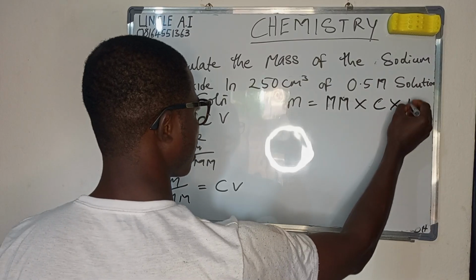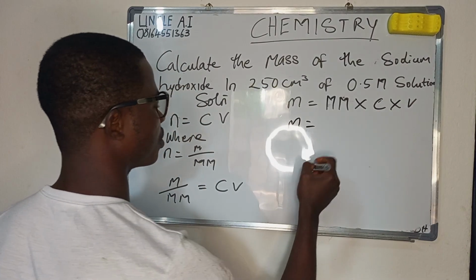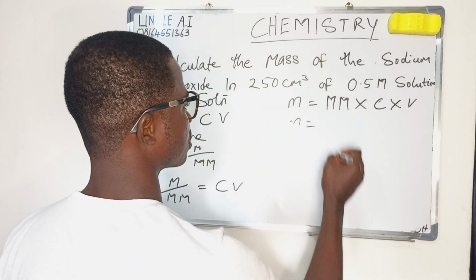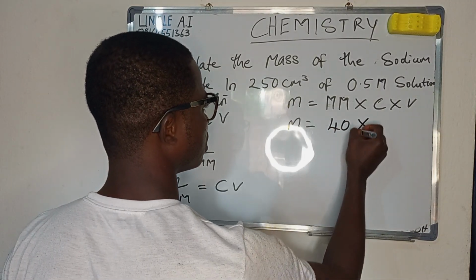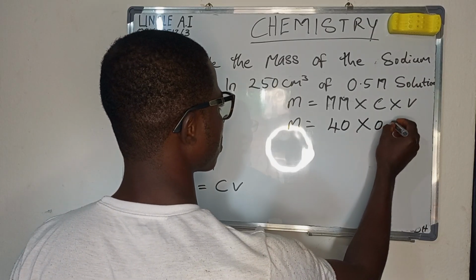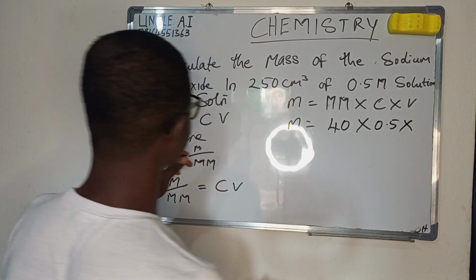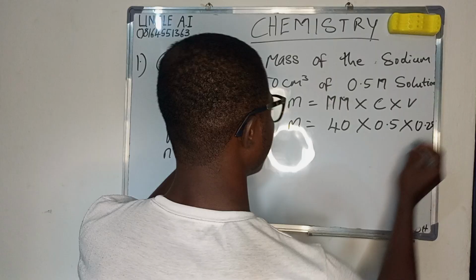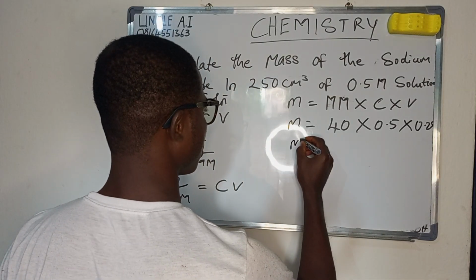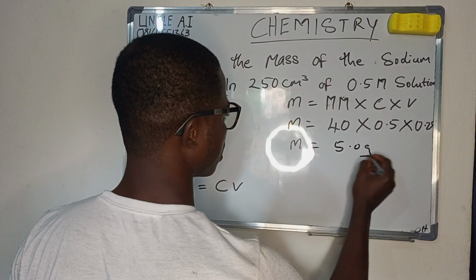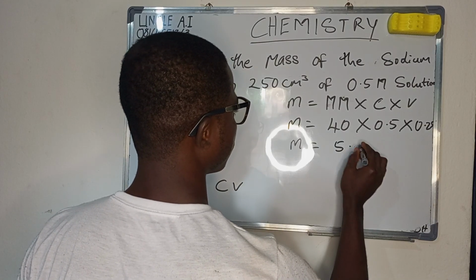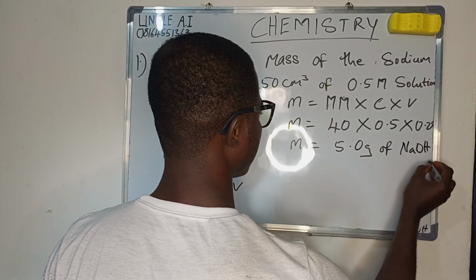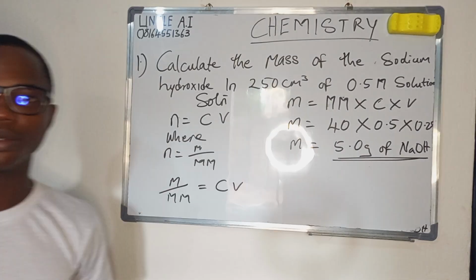times concentration times volume. Our mass will now be equal to, remember the molar mass, when we calculated the molar mass of sodium hydroxide, gives us 40. Then multiply by the concentration 0.5, multiply by the volume, which we divide with 1000 to convert it to dm cube, we have 0.25. When you multiply all these things, your mass will be equal to 5.0 gram of sodium hydroxide that was present. Thank you and God bless.